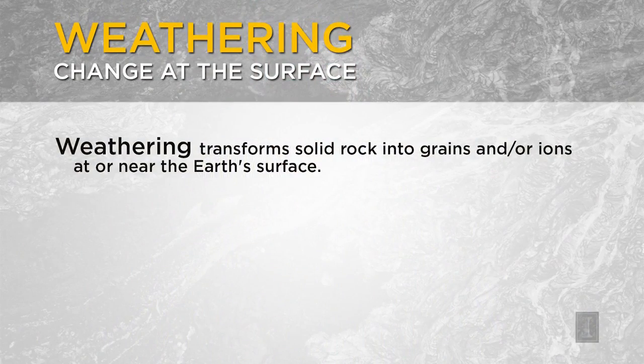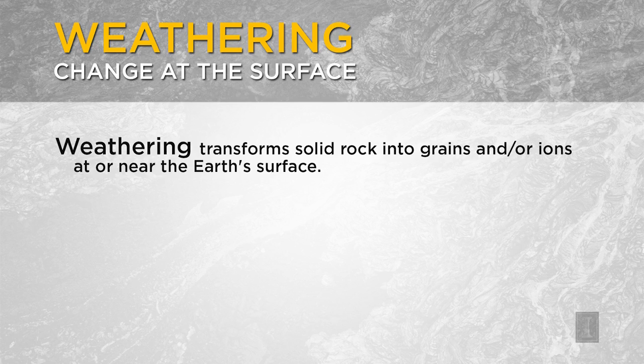To start with, I'm going to turn our attention to change that happens at the surface of the Earth due to interaction of the rock with the atmosphere, with rain, and with living organisms. The change that takes place when rocks interact with their environment at or near the Earth's surface is called weathering. Weathering can happen in two different ways.